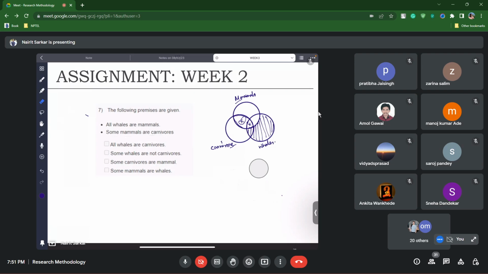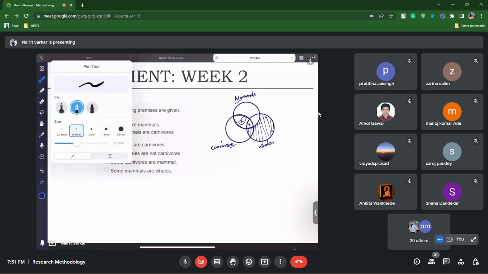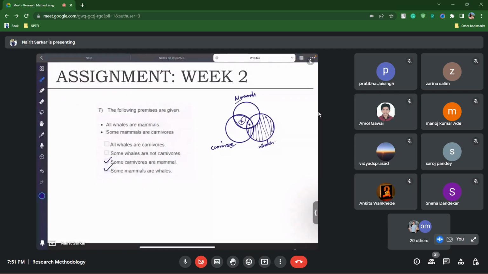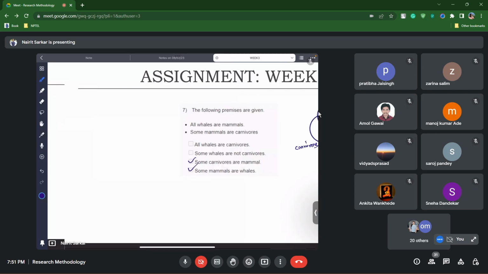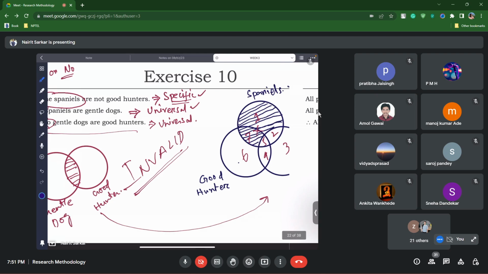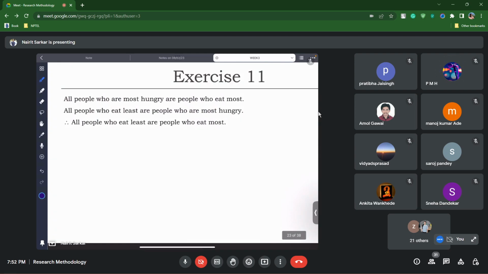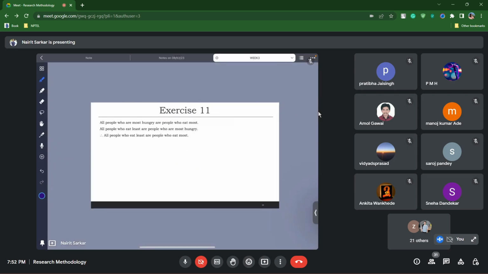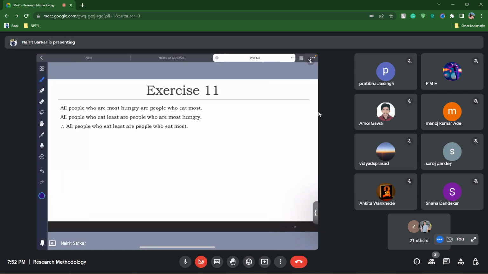So we have now answered all the assignments using the Venn diagram properly. Is it easy to understand, everyone? Yes, sir. Anyone having any confusions? No, sir. There should not be, but let's do one or two examples. Now this one should be easy.